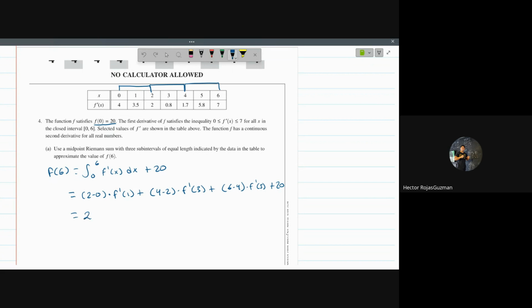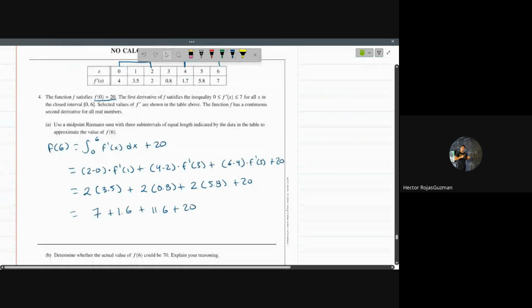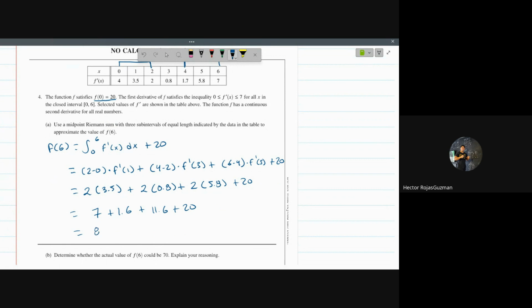Oh, I had 20 in my mind. So 2 times 3.5 plus 2 times 0.8 plus 2 times 5.8 plus 20. 7 plus 1.6 plus 11.6, which is 20.2, plus 20 equals 40.2.